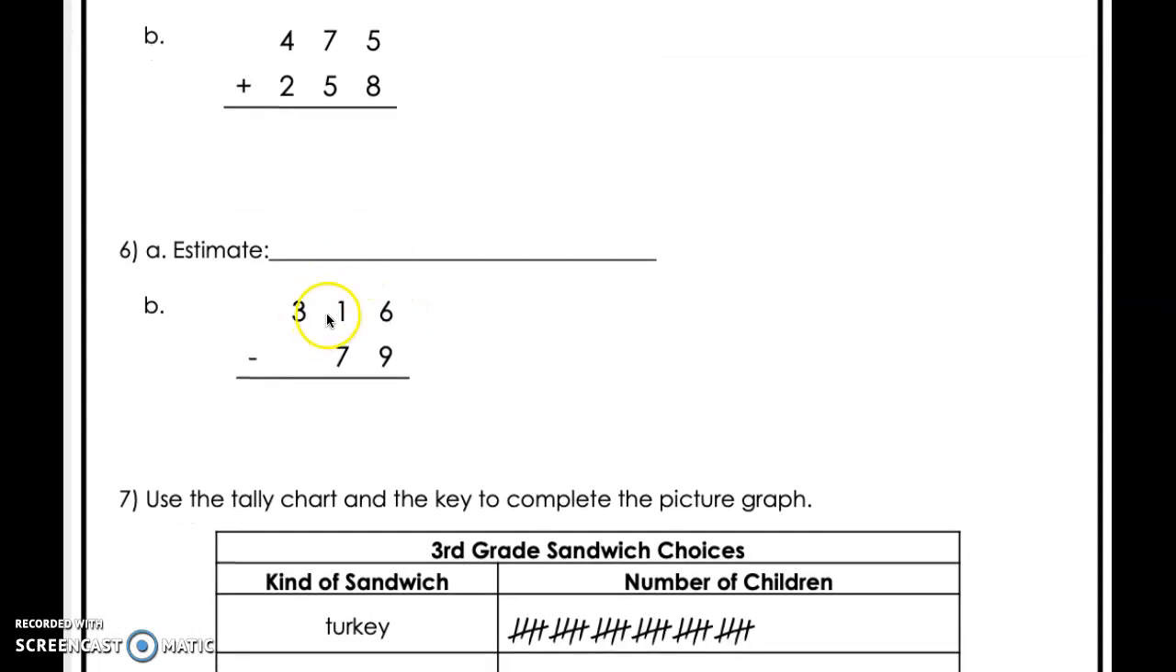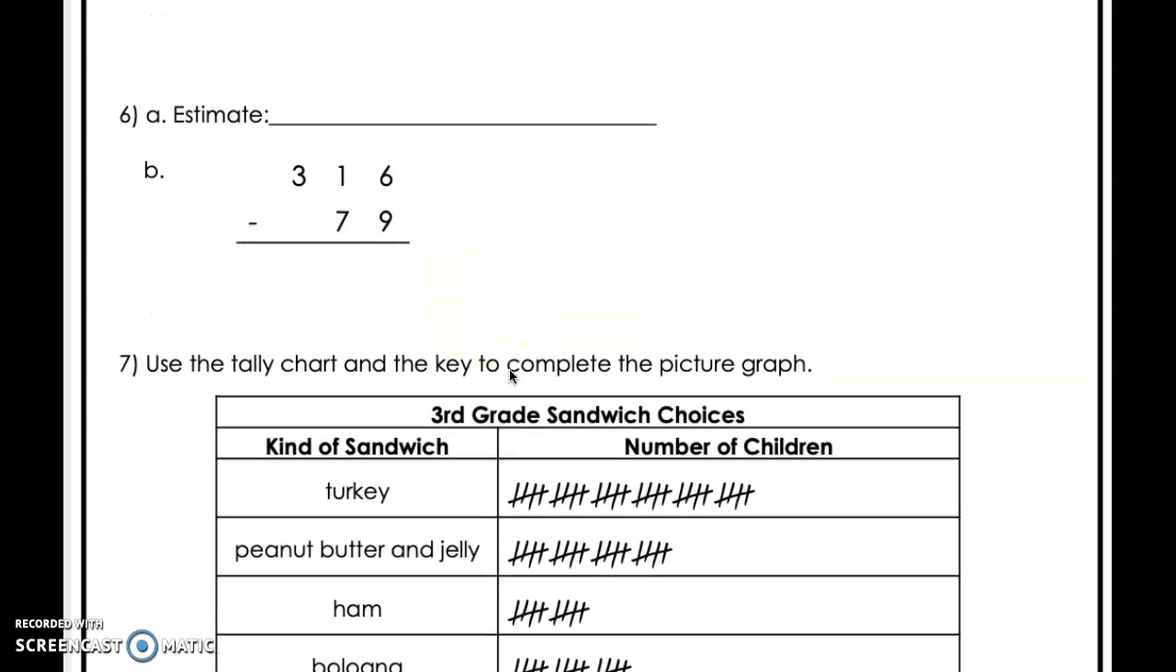Again, estimate 316. So that would be 300 minus 80. So that would be 220. And then you figure this out. You subtract, figure this out, and then see if your estimate is close, if the numbers match or they're close.